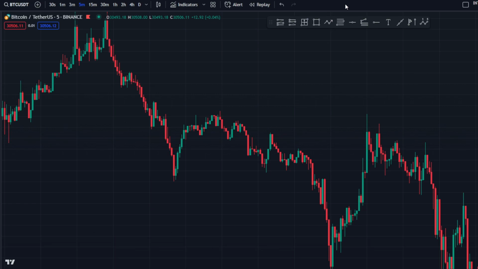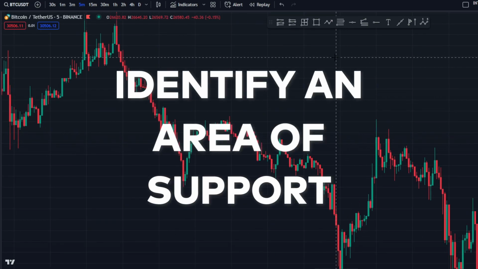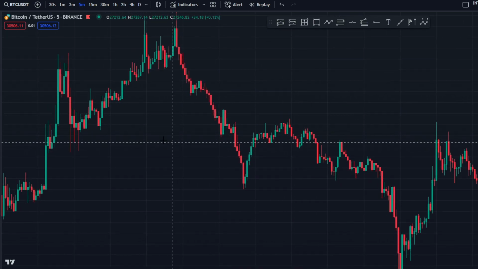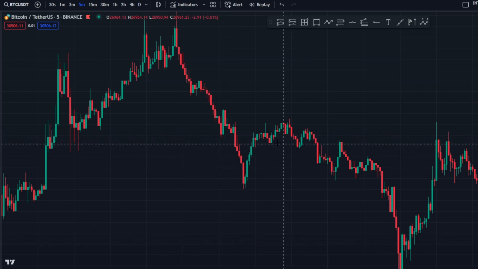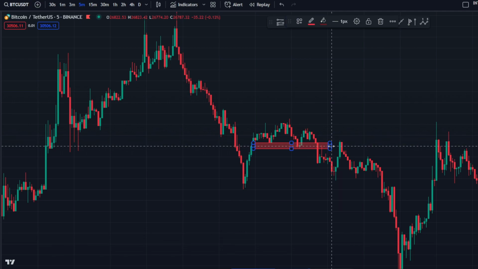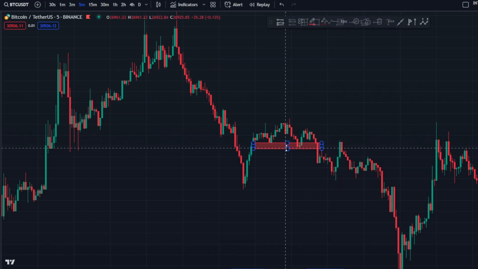The first rule would be to identify an area of support where price previously supported. In this case, you can see that there's this area where price previously found support. So I'm going to draw the area right here. We're going to make it green in color to show that it's an area of support.